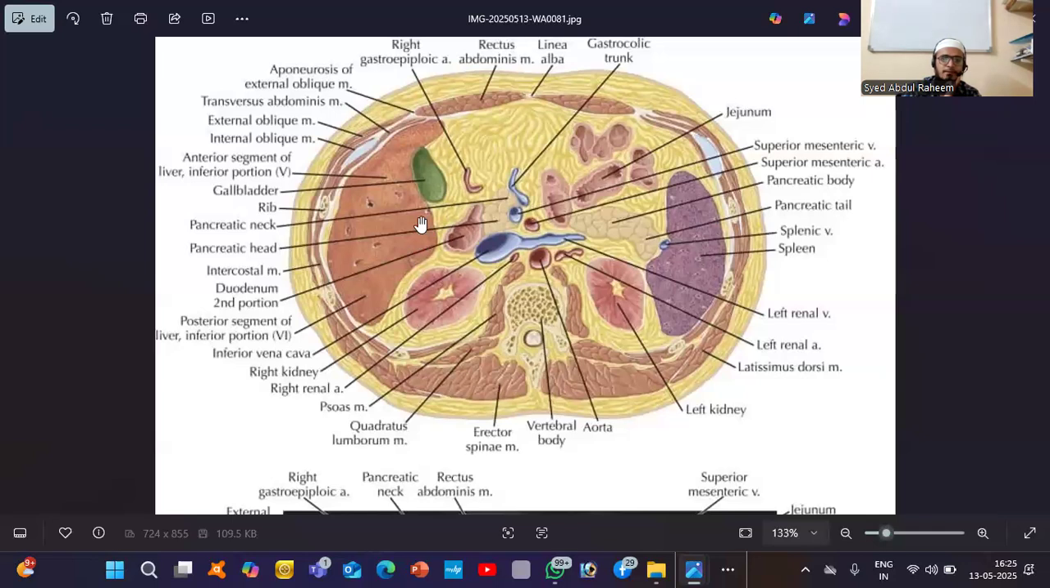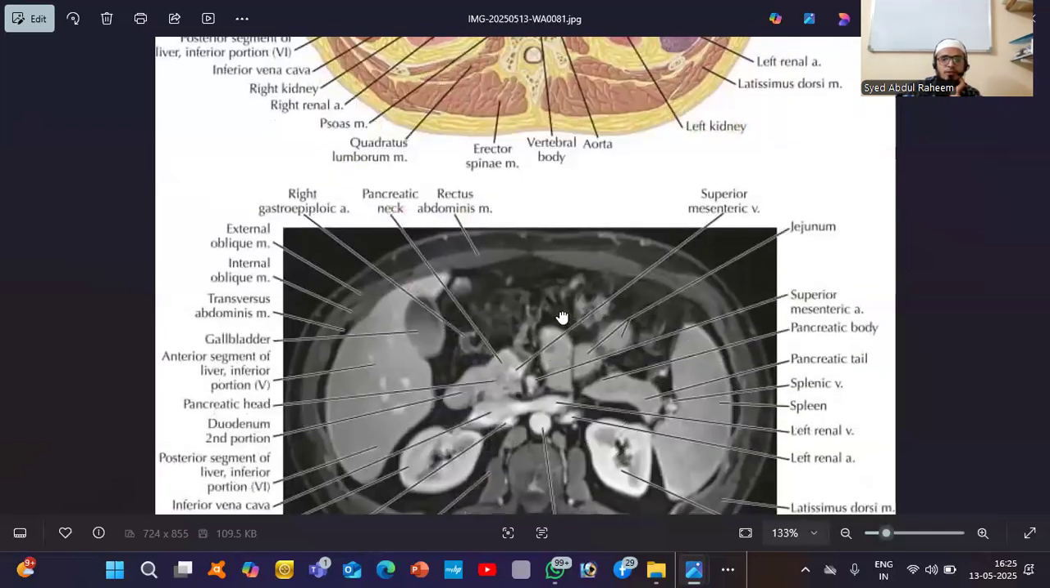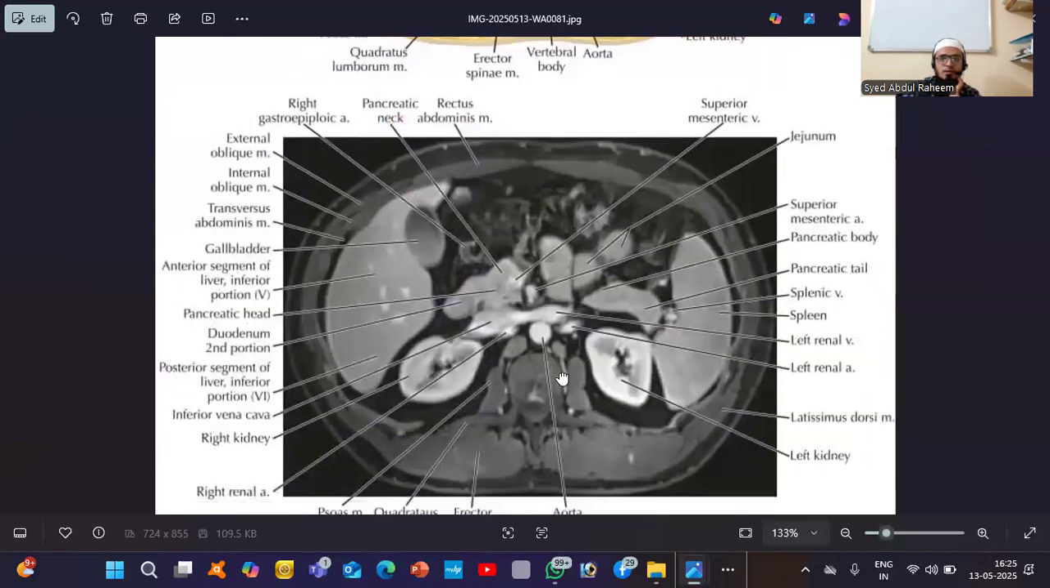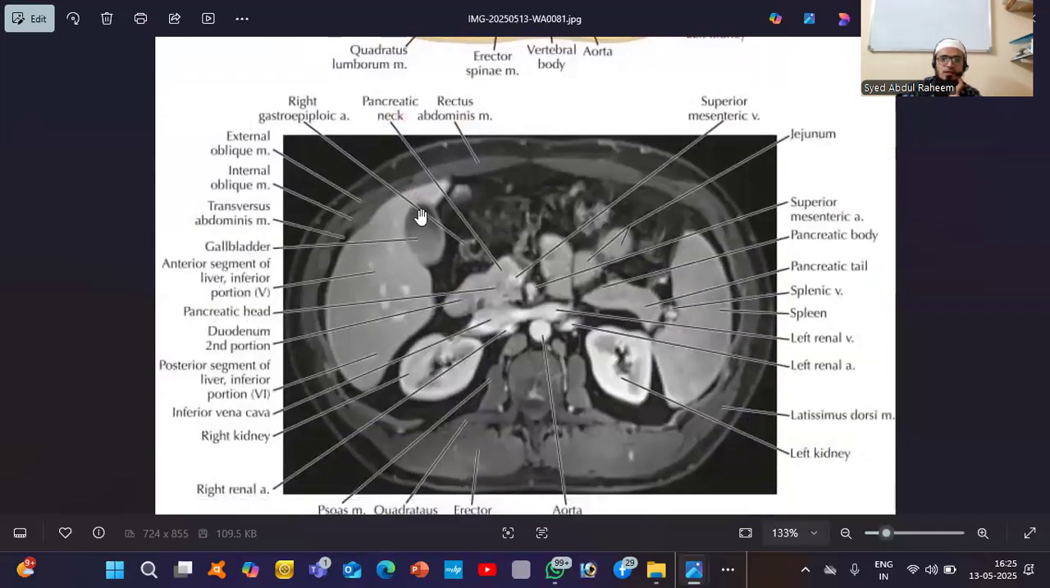Okay. Everything you will get, so all these are written here. But you will come to this part. This is very important. This is the liver. You will get the liver, and the kidneys are here. And you can see that.